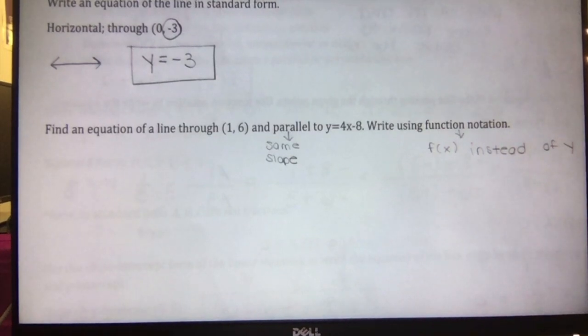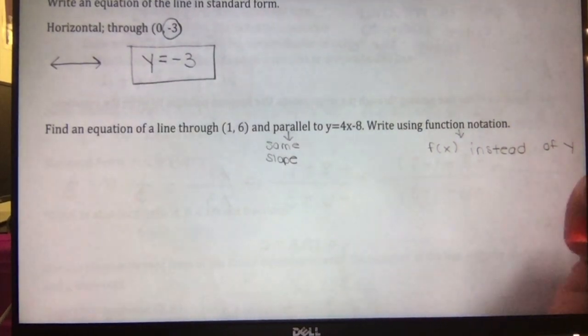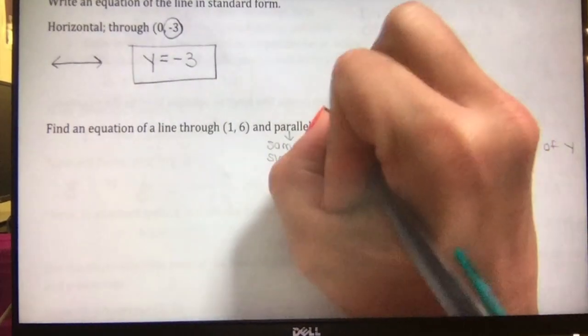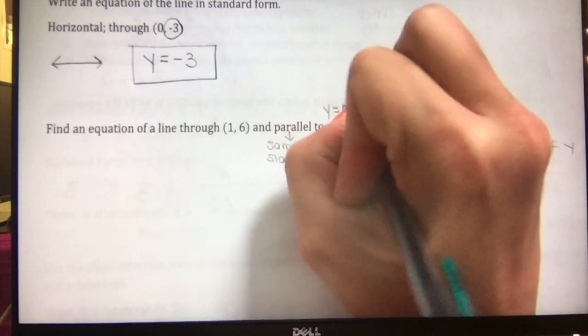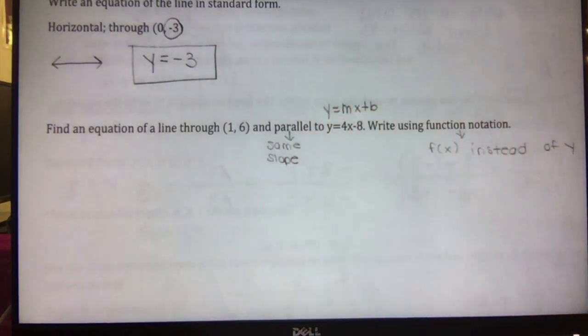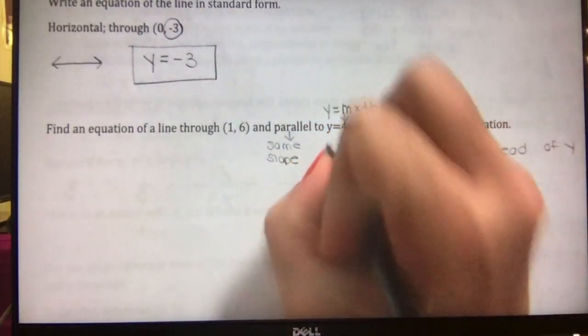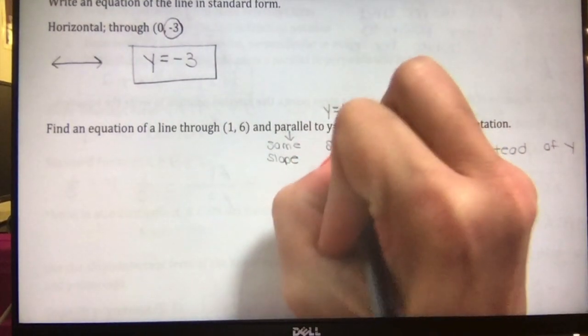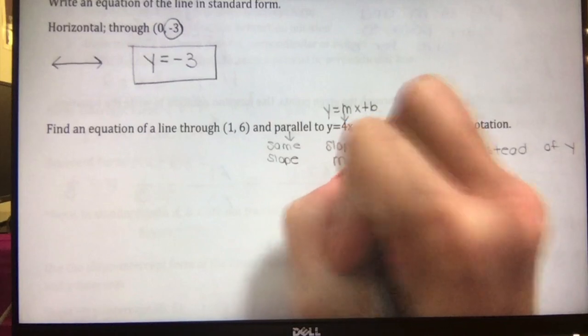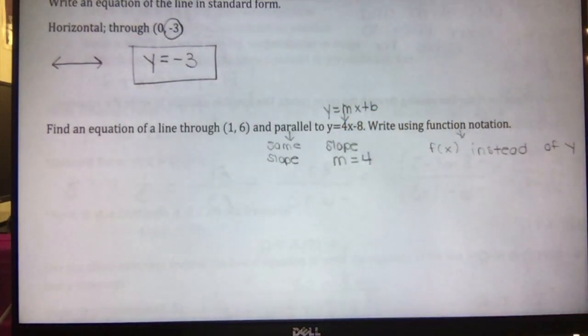Looking at y equals 4x minus 8, what is this slope? Okay. y equals mx plus b, so it's in slope intercept form. It's 4 over 1. So our slope, which is our m value, equals 4. It's just a number, so no x, just 4. So now I have an m value, the same slope, so I know m is 4.